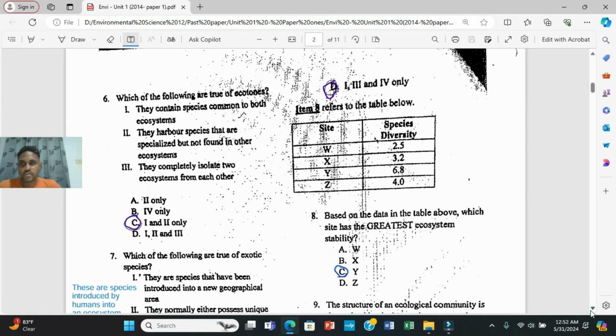Number 6, which of the following are true of ecotones? Of course, the answer is C, 1 and 2. 1, they contain species common to both ecosystems, and 2, they are species that are specialized but not found in other ecosystems.